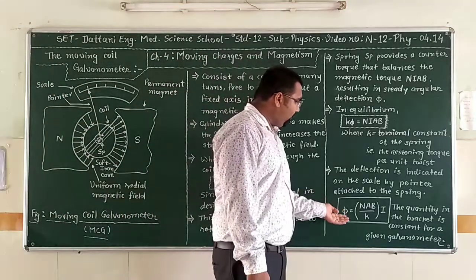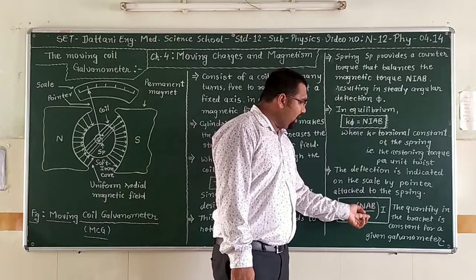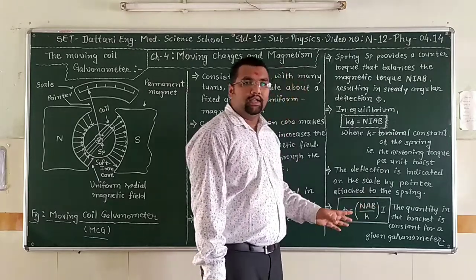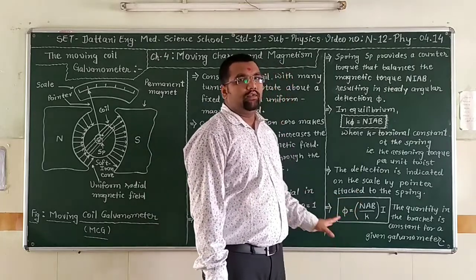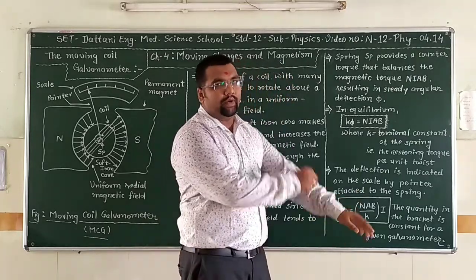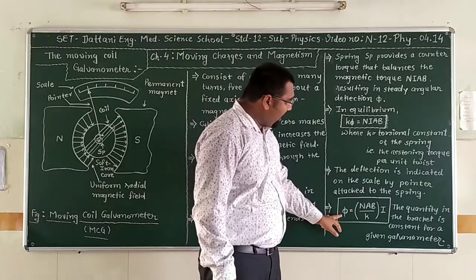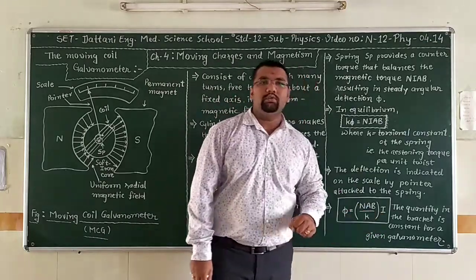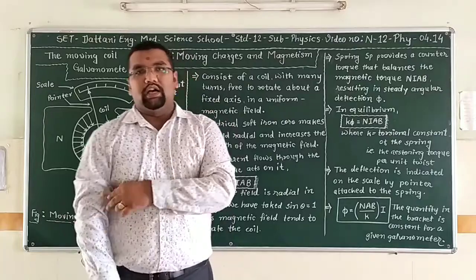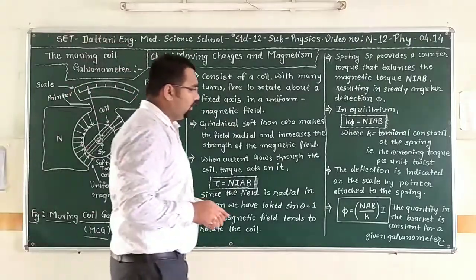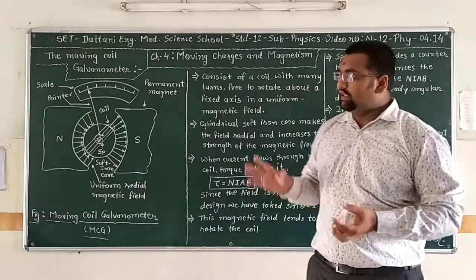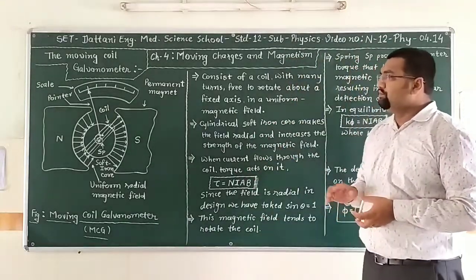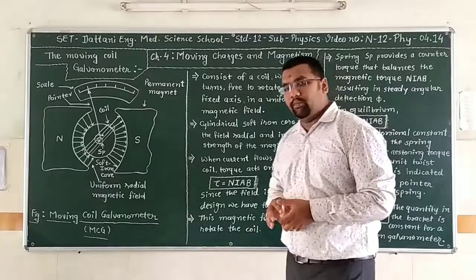So we can write here phi equal to NAB upon K, into I. The terms which are in the brackets are constant for this given galvanometer. So we can write that phi is directly proportional to I. So the current is directly proportional to the deflection of the pointer or coil. So this is the working principle of this moving coil galvanometer.